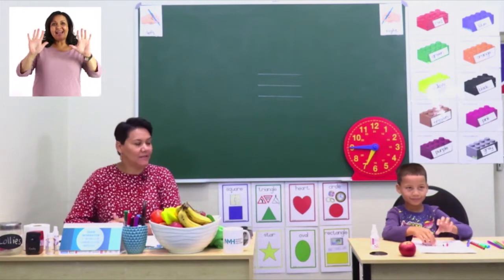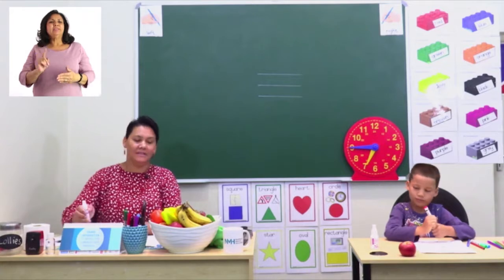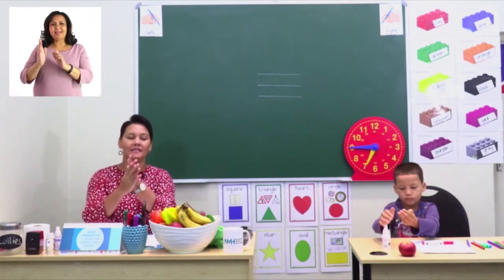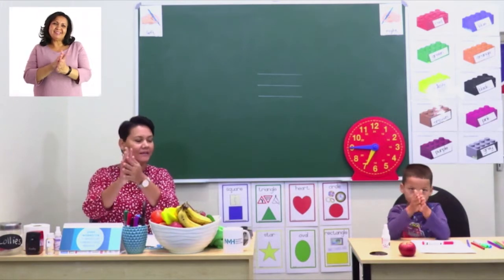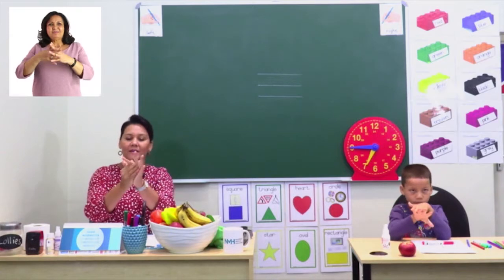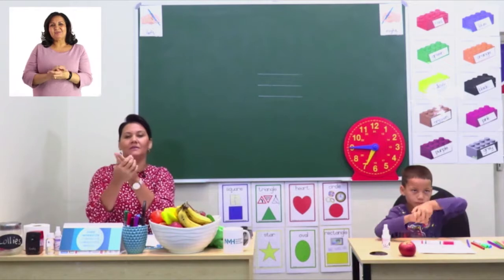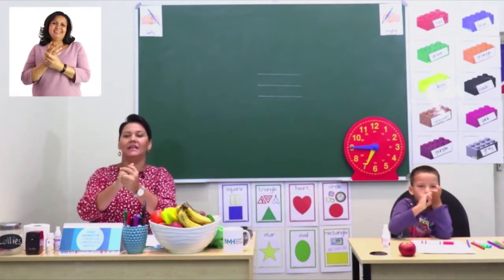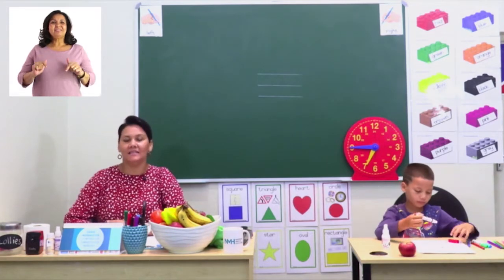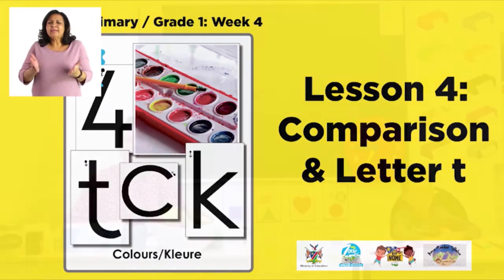But before we start with our work for today, let's sanitize our hands. We take our sanitizer, we spray it on the inside of our hands, and we rub our hands together, and we also rub on the back side and between our fingers, and we give our hands an all-round squishy squashy, and we are set and sanitized. Today's lesson is about comparison and the letter T.